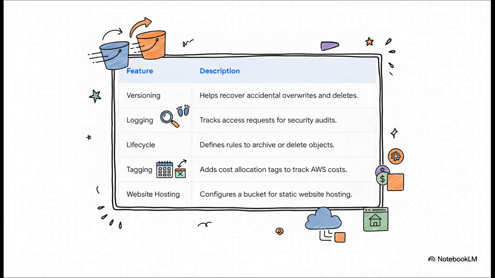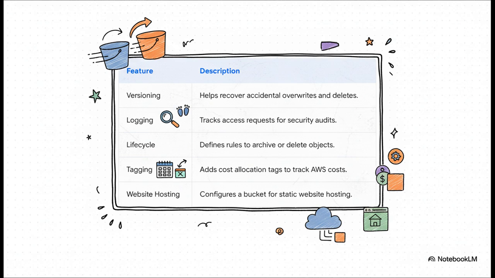This gives you a fantastic bird's eye view of the most common settings. Now, you're not going to use all of these for every single bucket, but just knowing they're there is a game changer. For instance, versioning is like an undo button for your data. Lifecycle rules can save you an absolute fortune in the long run.